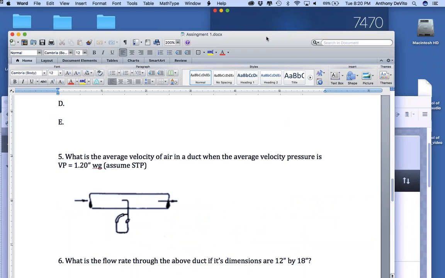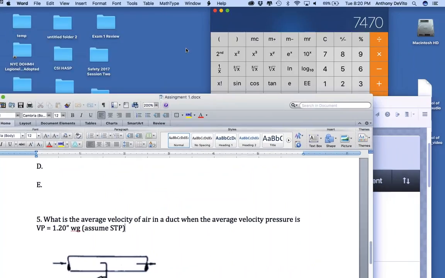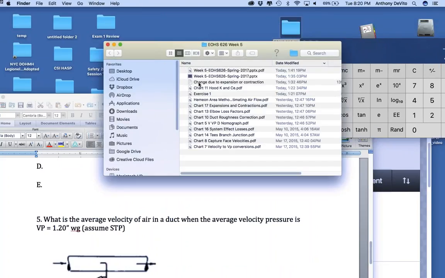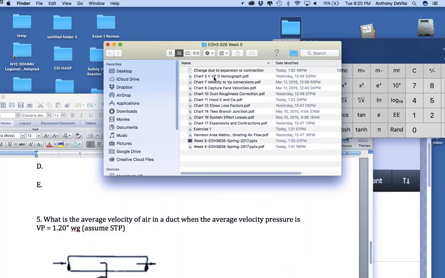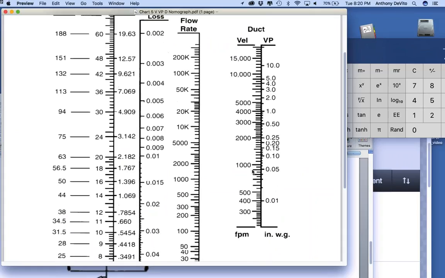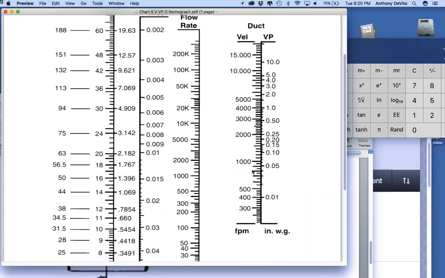So we could use a couple of charts. Chart 5 has that. In fact, I have the charts here. Let me find it. Where are the charts? Chart 5. Let me alphabetize these. Here, chart 5 is the nomograph. And what did I say the velocity pressure was? 1.2. So velocity pressure of 1.2 is roughly about 4,200 feet per minute, right?